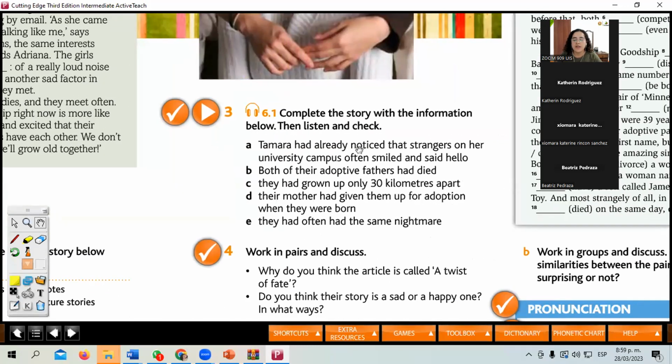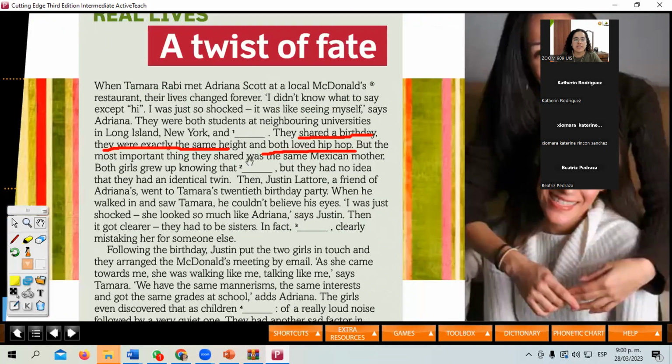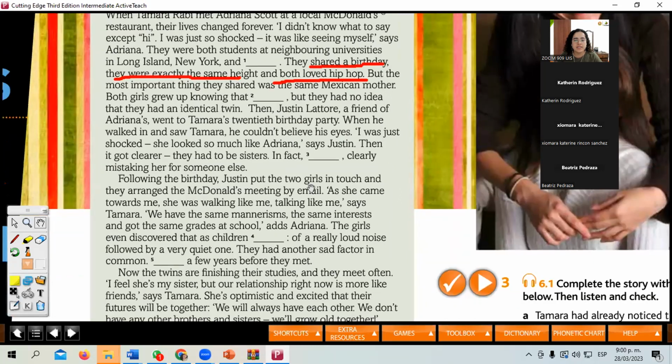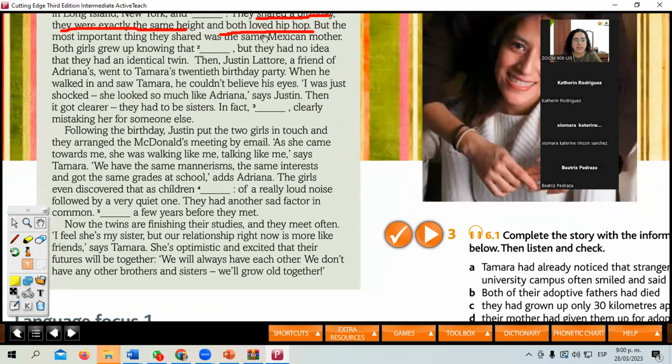A. Tamara had already noticed that strangers on her university campus often smiled and said hello. B. Both of their adoptive fathers had died. C. They had grown up only 30 kilometers apart. D. Their mother had given them up for adoption when they were born. And E. They had often had the same nightmare. So let's read one more time. Listen, pay attention, and put in the gaps A, B, C, D, or E to complete the text, all right?